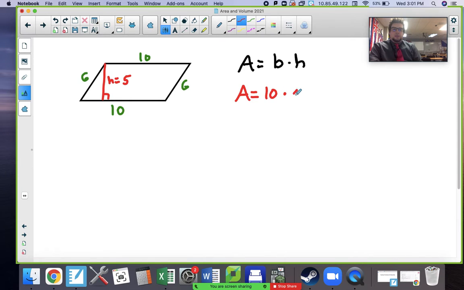10's our base, 5's our height. We multiply them together and we get 50. Now when units are not specified, so we don't know if it's inches or centimeters or meters or any of those, we play the very general game and we say units squared. If we don't label it, then someone else could come by and label it completely incorrectly and make us get the problem wrong.